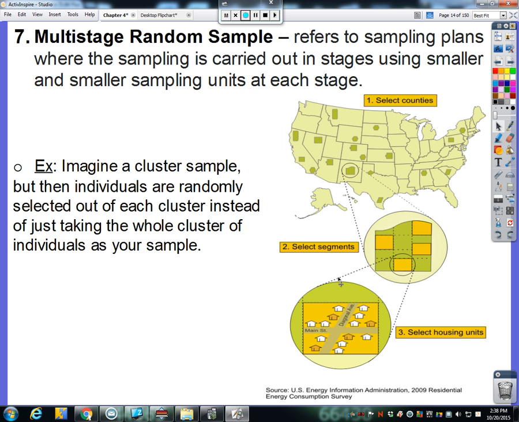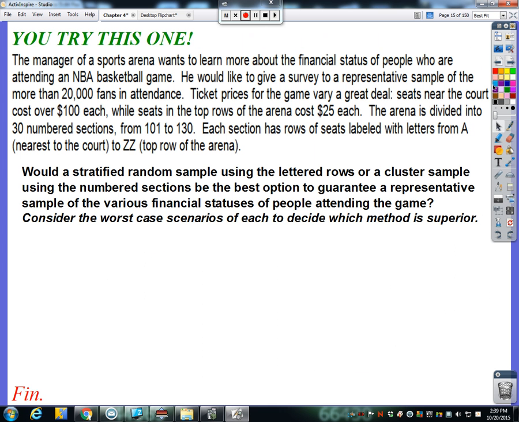The other example over here is we have counties across the whole US, and we select those counties, and within each county we want to select certain areas of that county. And then within each of those areas we can select houses from there. So there's one sampling technique going on here, and then there's another one going on. So again, that's where the multi part comes into play.